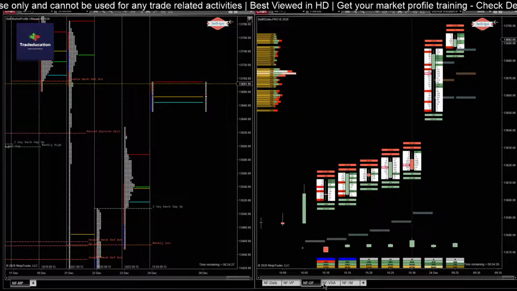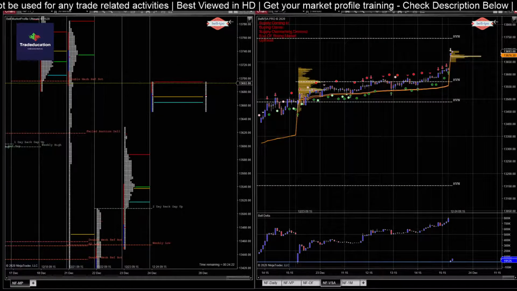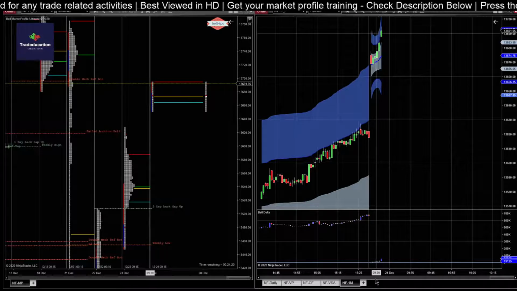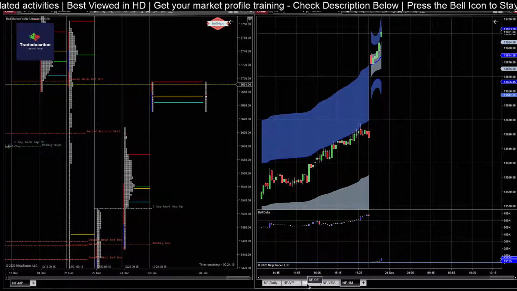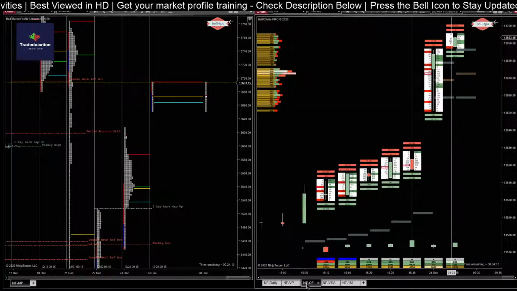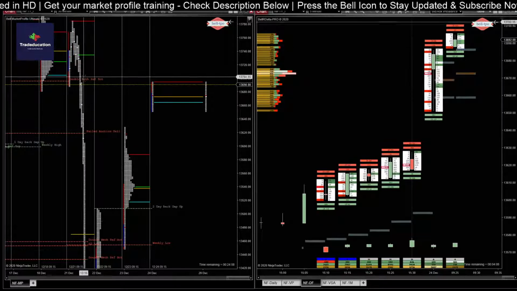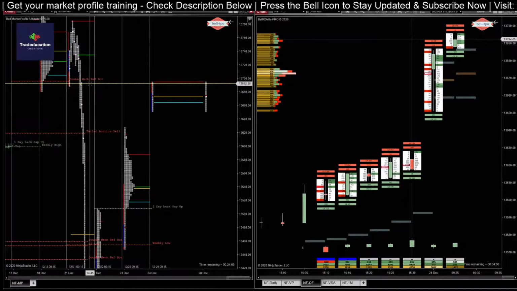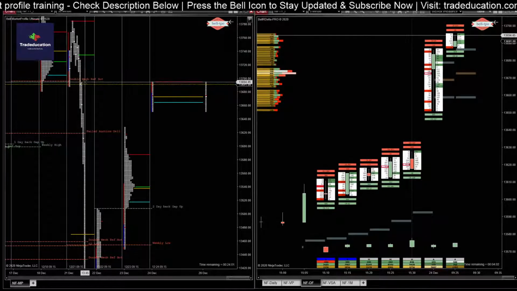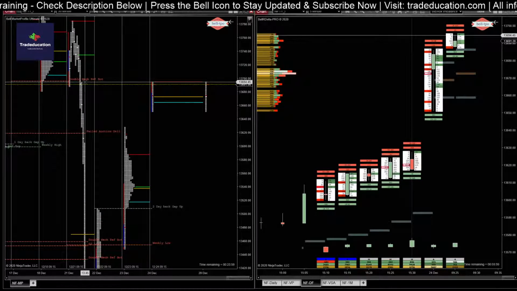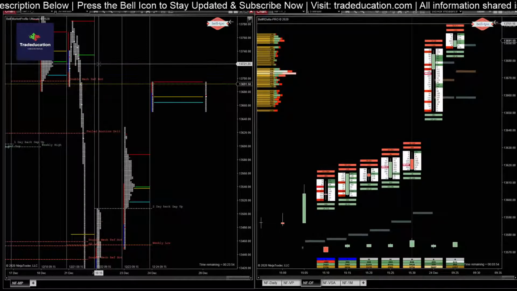Okay, so we have an HVN here, which is above the POC. Delta is increasing, cumulative delta positive. So buyers are in control. But now I'm waiting for sellers to step in, because if you study this price action, this high is also weaker because it's exactly at this particular period high. So expect the high to get cleared, and I'm expecting sellers to step in.